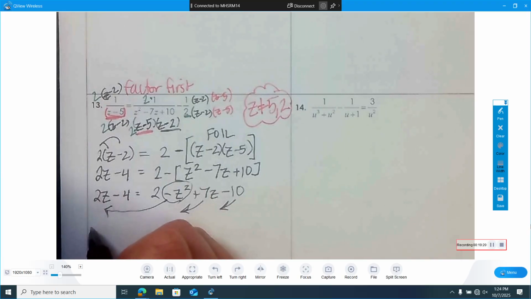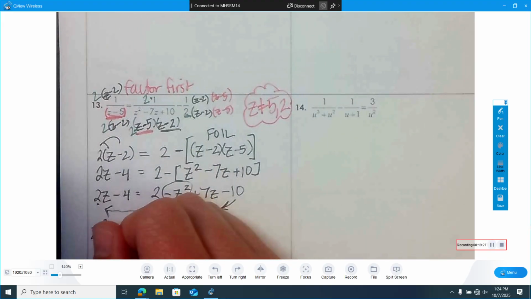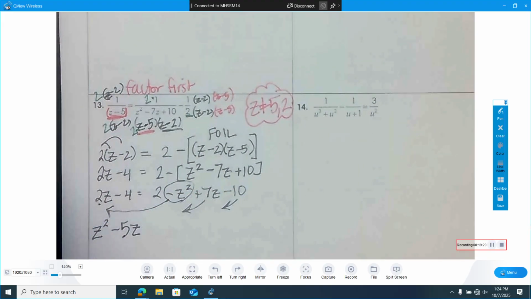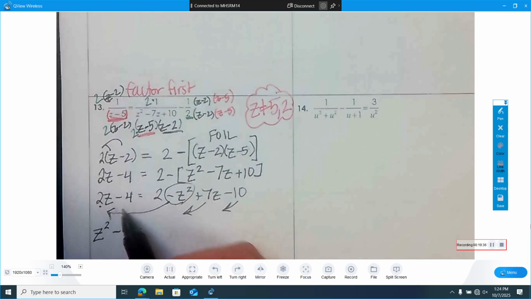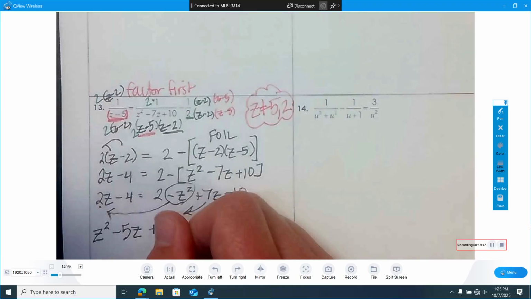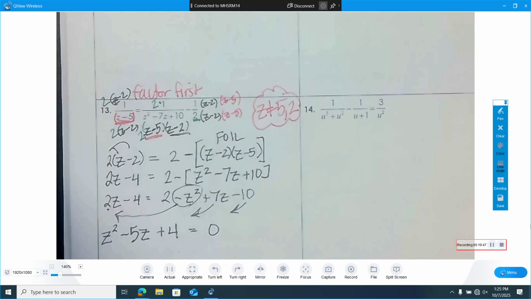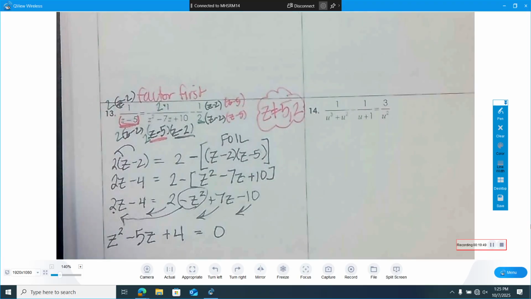So I get a positive z squared. I have to subtract 7z, so 2z minus 7z is negative 5z. I have to add the 10, which would give me negative 4 plus 10 is 6. I also have to subtract 2. So I get 4. All right, lots going on there, so sorry. Did you follow it? Do you have a question?